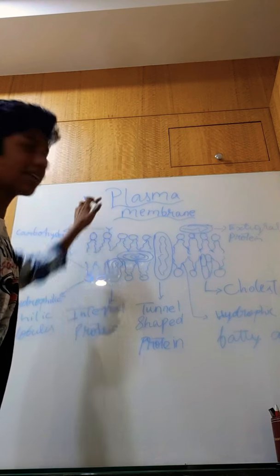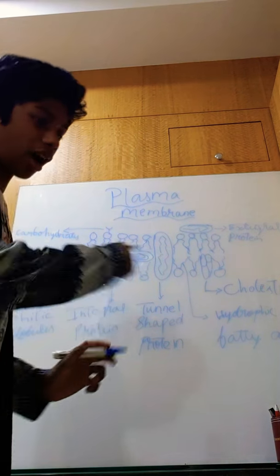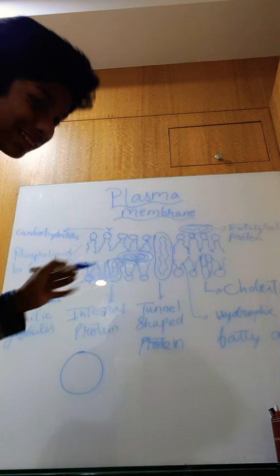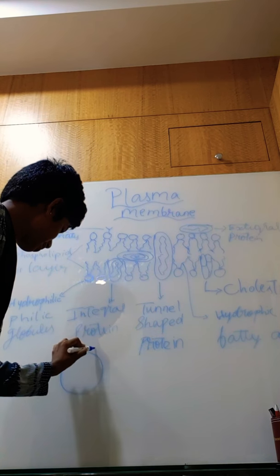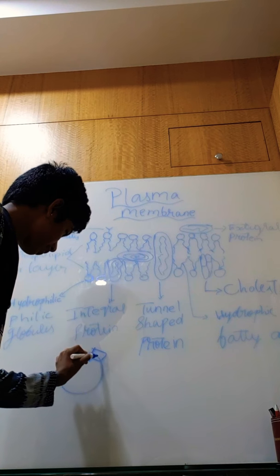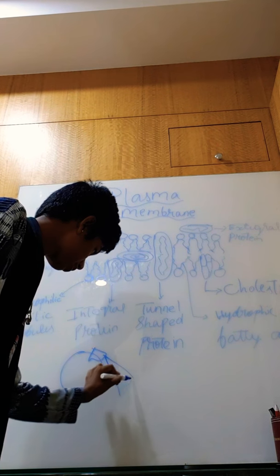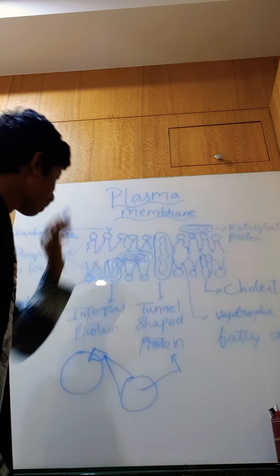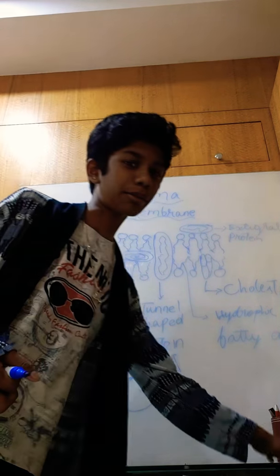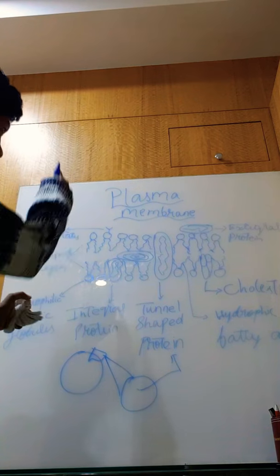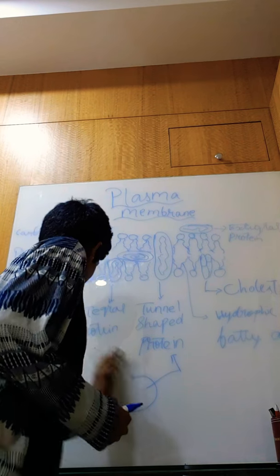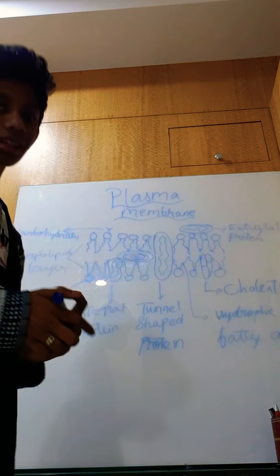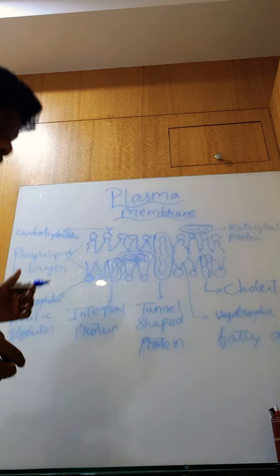Plasma membrane is just the outer part of the cell. You can see here, this part is the plasma membrane. So you know that the plasma membrane is a microscopic organelle of a cell.